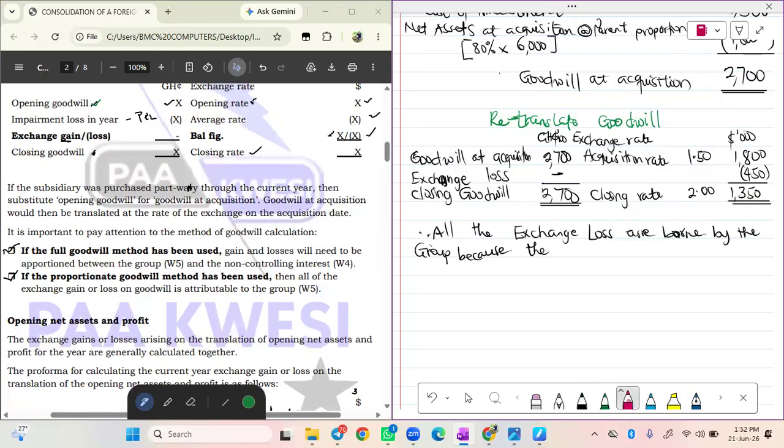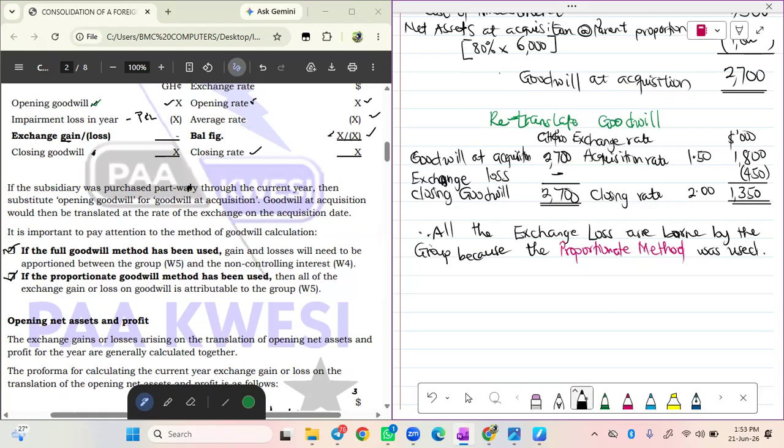Because what? The proportionate method was used to calculate goodwill. If we used the fair value method or the full goodwill method, you would have shared the loss of 450 between the NCI and also what? The group retained earnings.